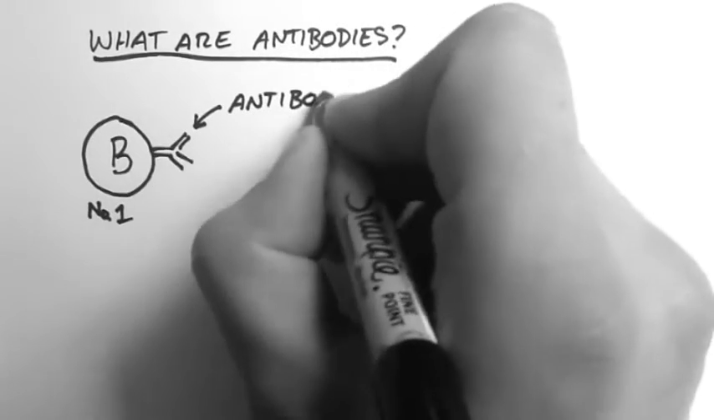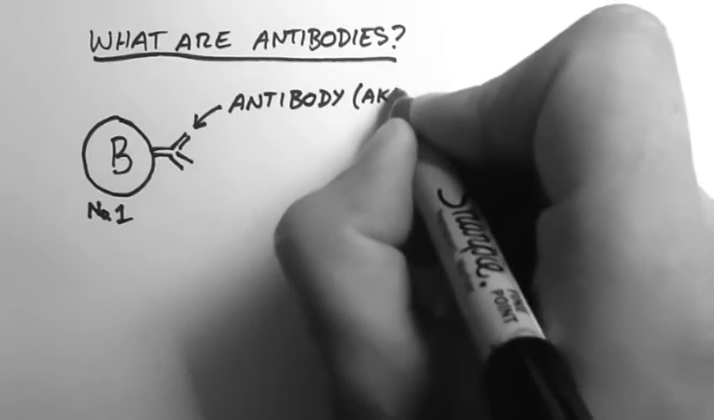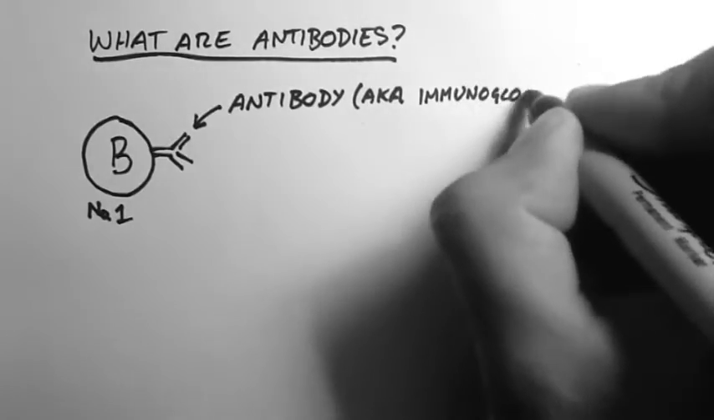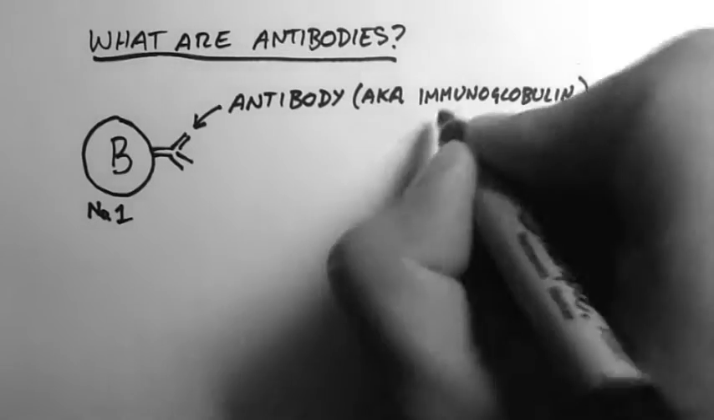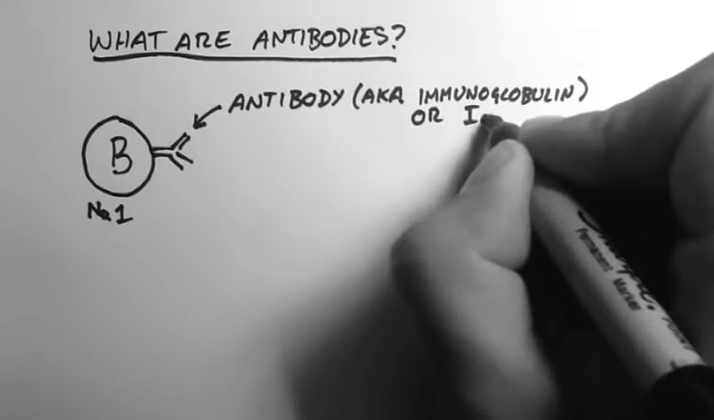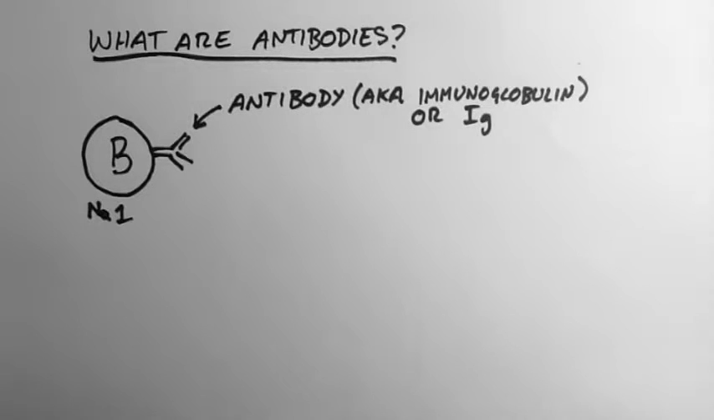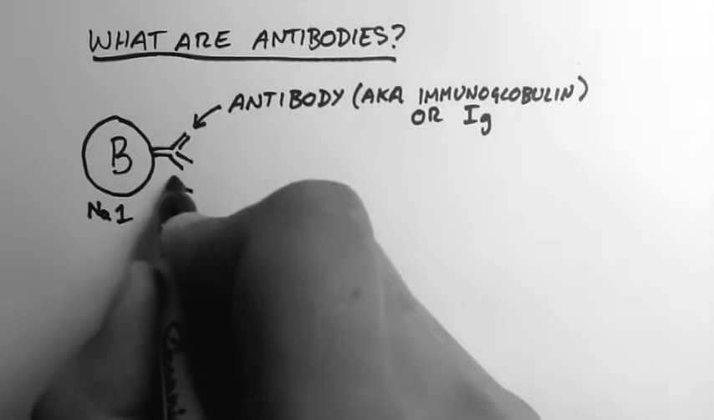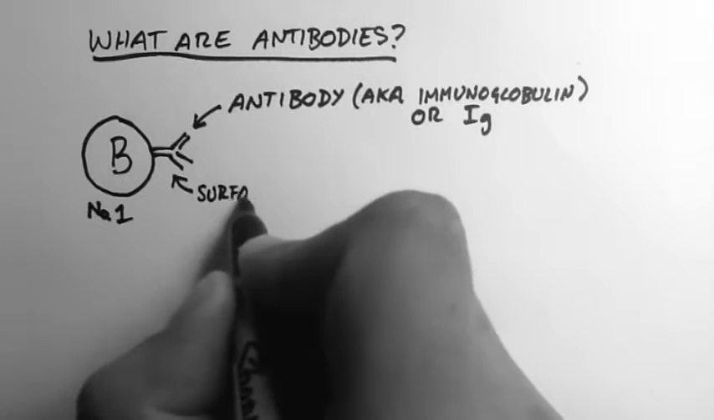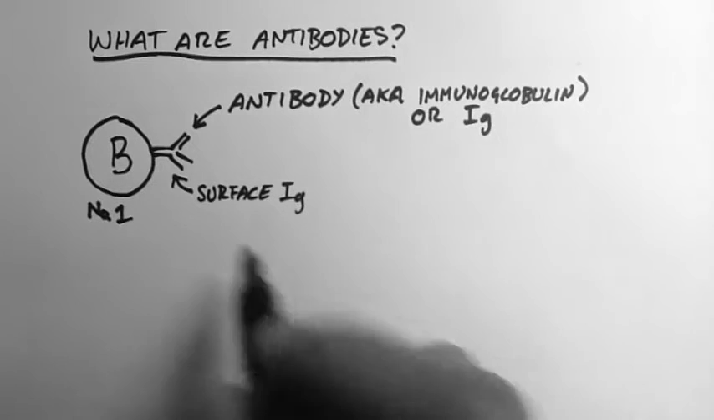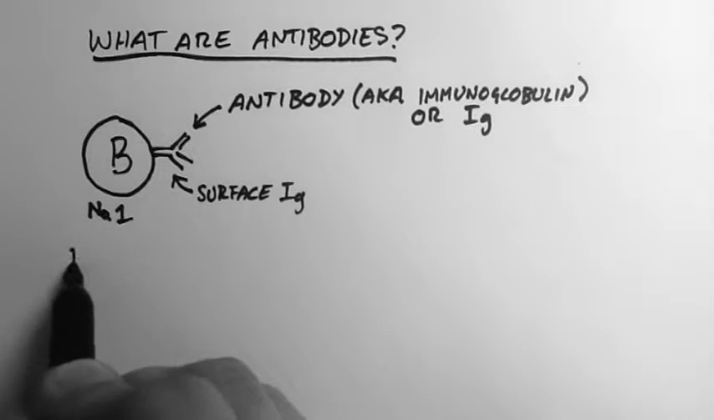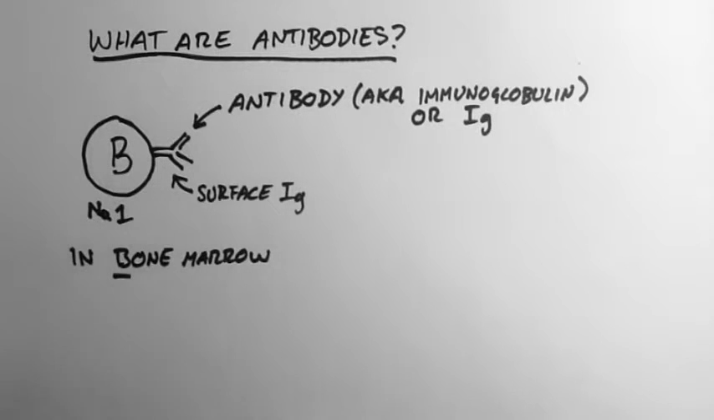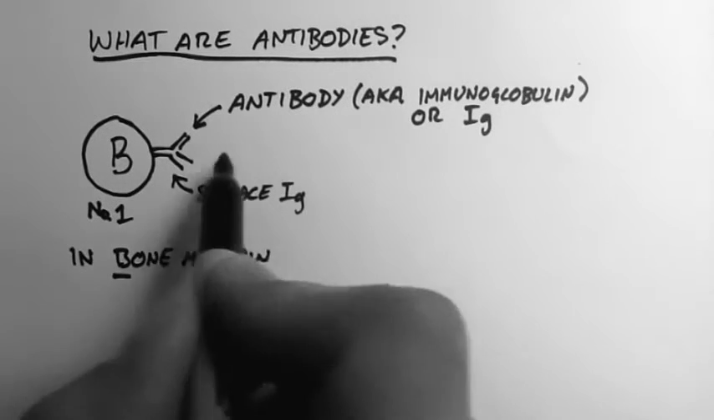They're also known as immunoglobulins, or Ig for short. This antibody is a surface immunoglobulin because it sits on the surface of the B cell. And this is all happening in bone marrow. That's why it's a B cell, because it's produced in bone marrow.